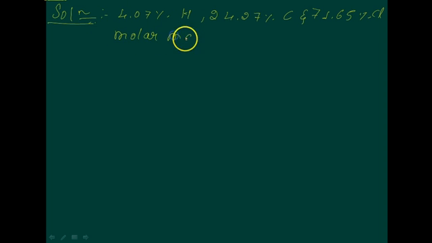So in the solution for this question, they have given 4.07 percent of hydrogen, 24.27 percent of carbon and 71.65 percent of chlorine. The molar mass is 98.96 gram. So note down the steps involved in this.